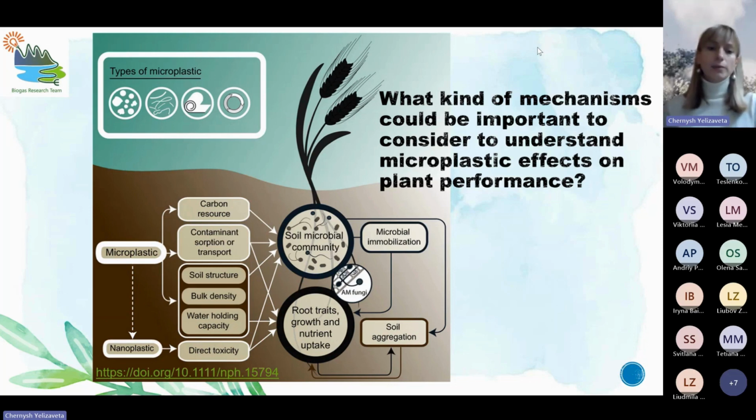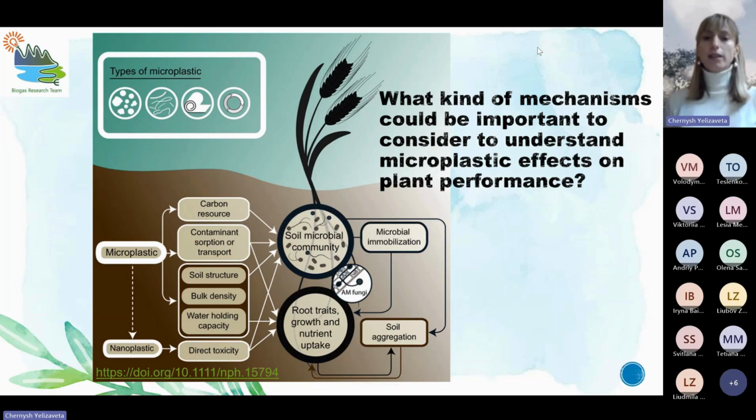radionuclides, but also new types of emergent contaminants can be discussed. A lot of investigation now is connected with microplastics and how they affect plant performance, how they impact the soil microbial community, and it's really such a new issue, with direct toxicity or indirect impact on soil structure and water holding capacity.